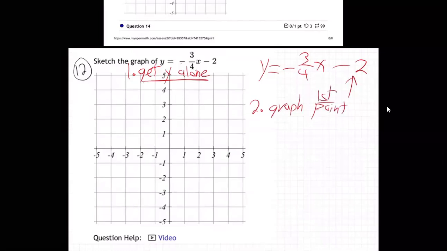Basically, we just need 2 dots, right? To graph this line, we just need 2 dots. So graph the first point, which is down 2 in the middle. So the number at the back tells you where the first point is. It's right here, right in the middle, down 2. That's step 2. So step 1, get y alone, which it already was for us. We skipped step 1. Step 2, grab that number at the back. That's your first point, and it's always right in the middle.